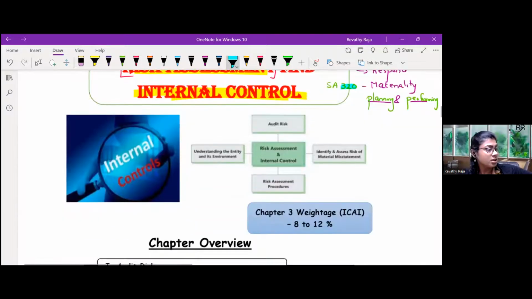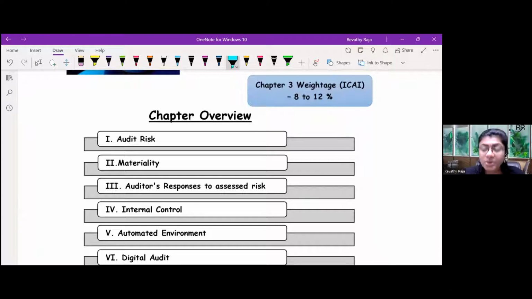Starting with chapter number 3, the weightage is what ICAI says, somewhere around 8 to 12 percentage. First one is regarding audit risk. Audit risk is primarily SA 315 and reference is also there in SA 200. Audit risk cannot be reduced to 0 because we give only reasonable assurance. It's not an absolute assurance nor a guarantee. These are the inherent limitations of audit.